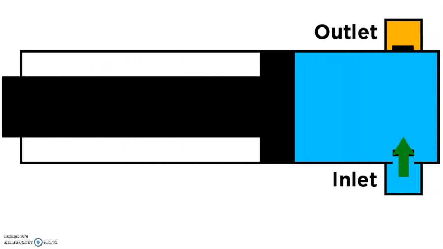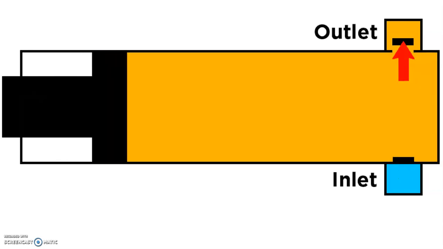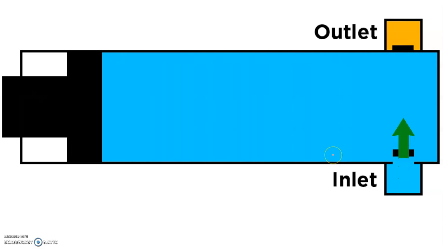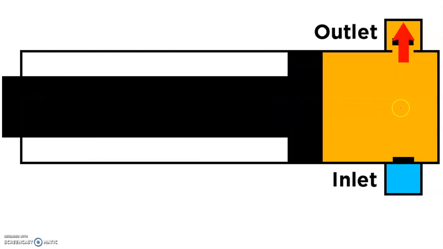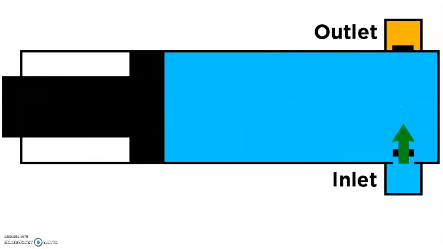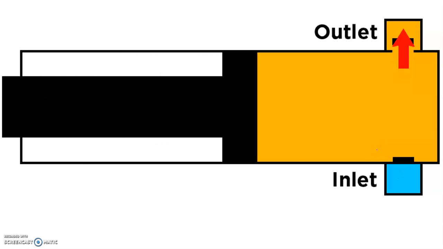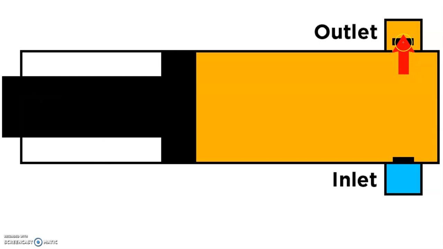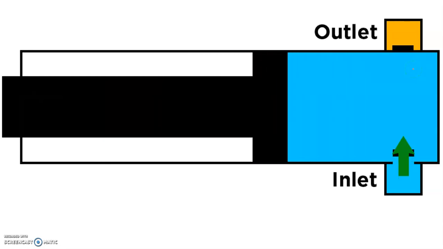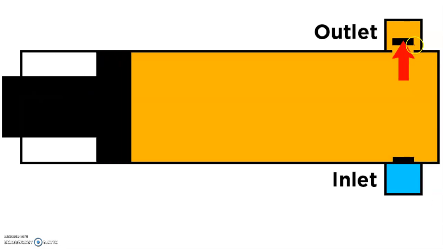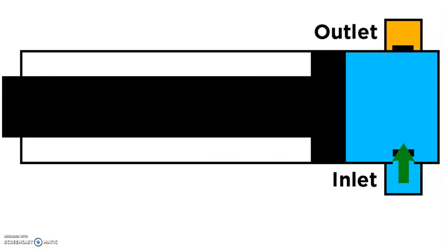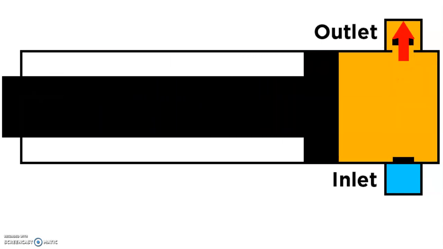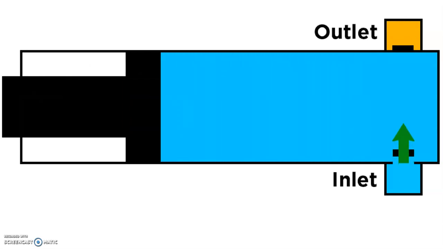When we have a single acting pump, you can see an example in this GIF. When the forward movement is happening, the outlet is open, and when the backward movement is happening, the inlet is open. In either direction, either the outlet is closed or the inlet is closed. So this is a single acting pump.